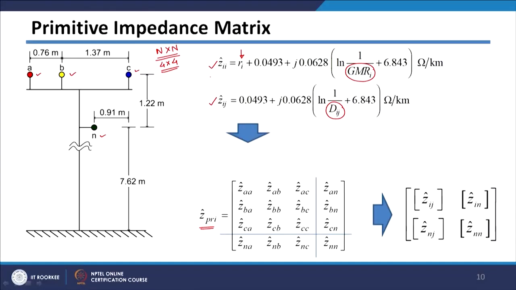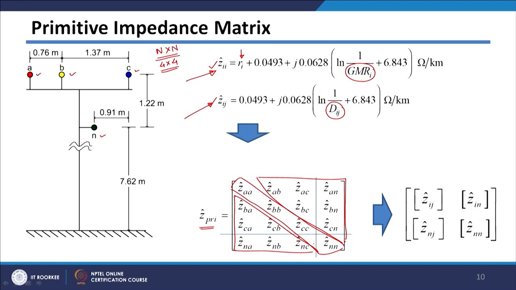So, you can use this self impedance formula here to get the diagonal entries of this primitive impedance matrix. Those are ZAA, ZBB, ZCC and ZNN. N is actually your neutral conductor here. The off diagonal entries, basically all these entries, we can get from this expression 2. Again, this is a symmetric matrix, so the entries of the lower triangular half of this matrix can be easily calculated, or we can directly take them from the upper triangular part of the matrix.